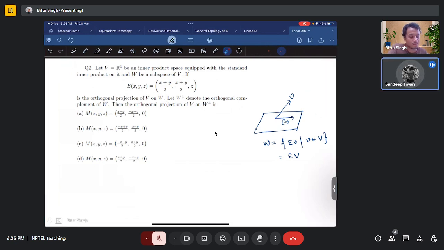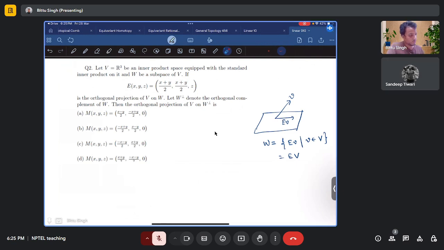Option A. Okay, so let us see. W is actually this range space, because the projection will lie on the space W itself. So W equals EV.